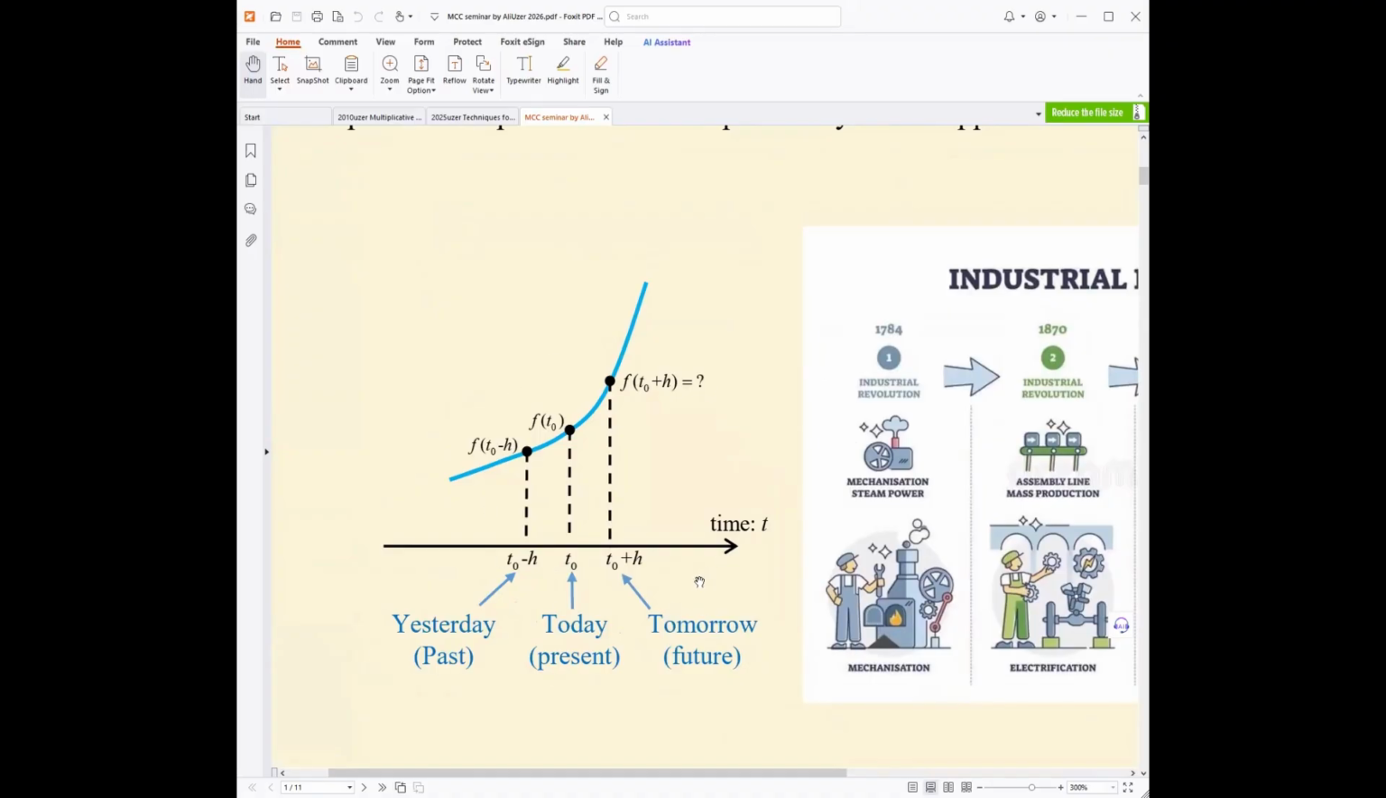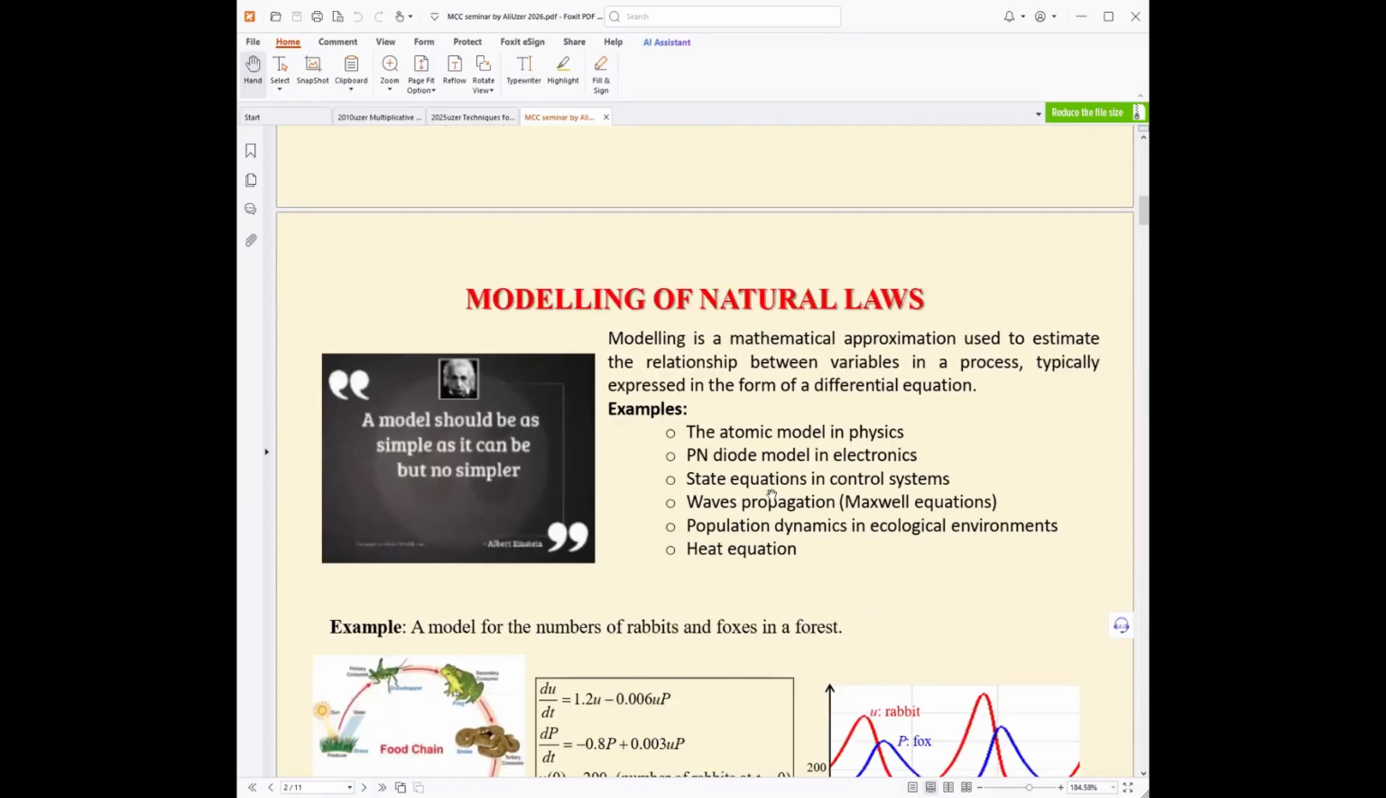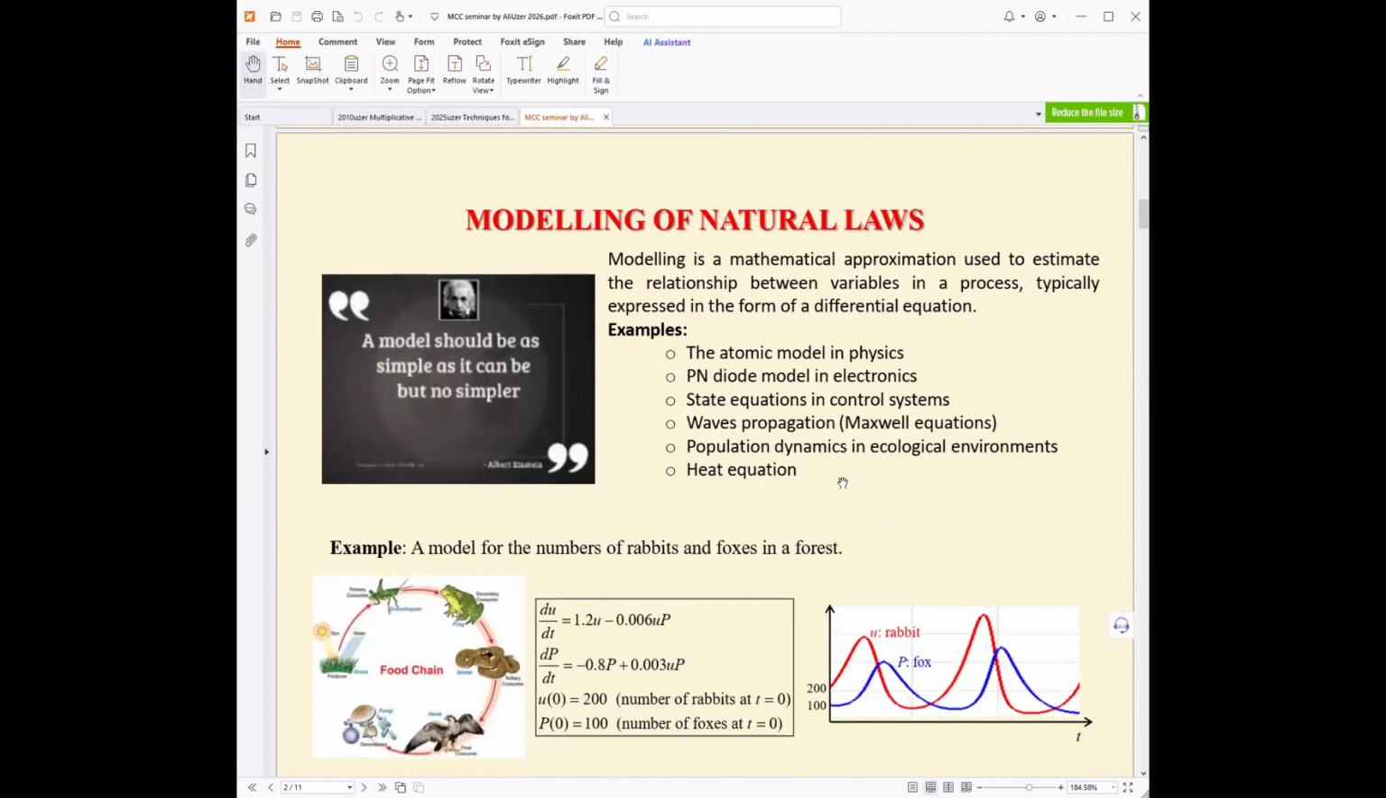Why do we need a calculus? If we have a quantity known today, and if its past value, yesterday's value, is also available to us, the issue is to estimate the future. How do we estimate the next value of the quantity? This is done by means of calculus, as you know. And differential equations and integral equations are simply some modeling of natural laws we see around us.